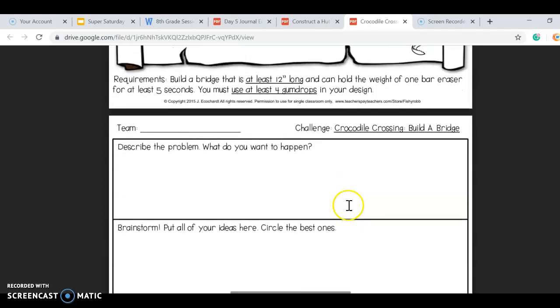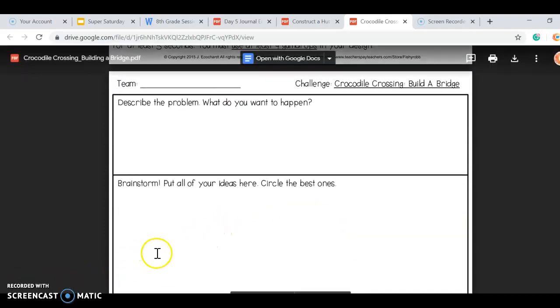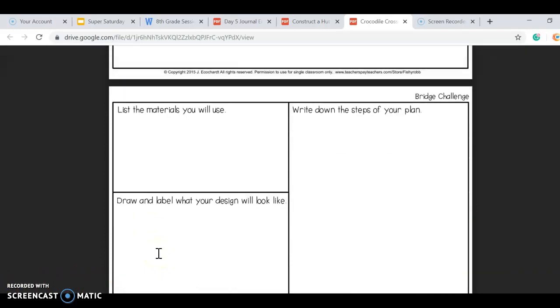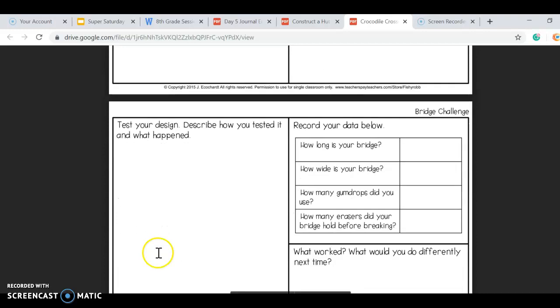And this is the page 1 where they're going to complete, where they describe the problem, brainstorm how they're going to create the product. Then they're going to list the materials, write down the steps, draw and label what they design. After they create their design, they're going to test it, describe how you test it and what happened. So this is the results part.